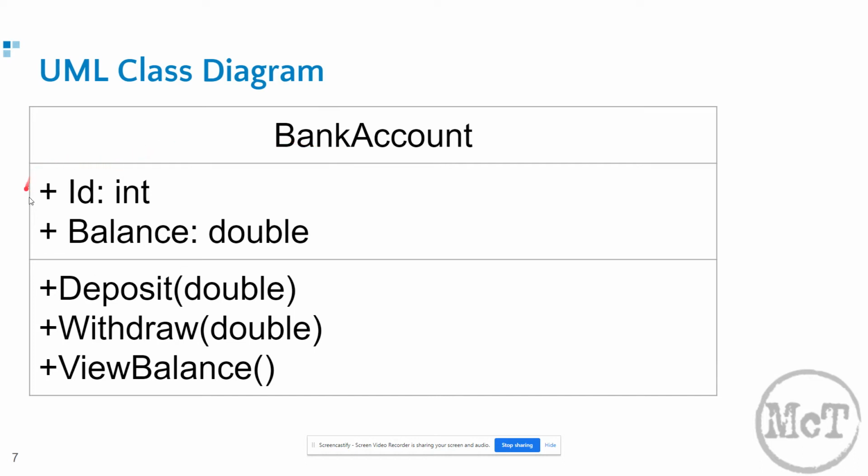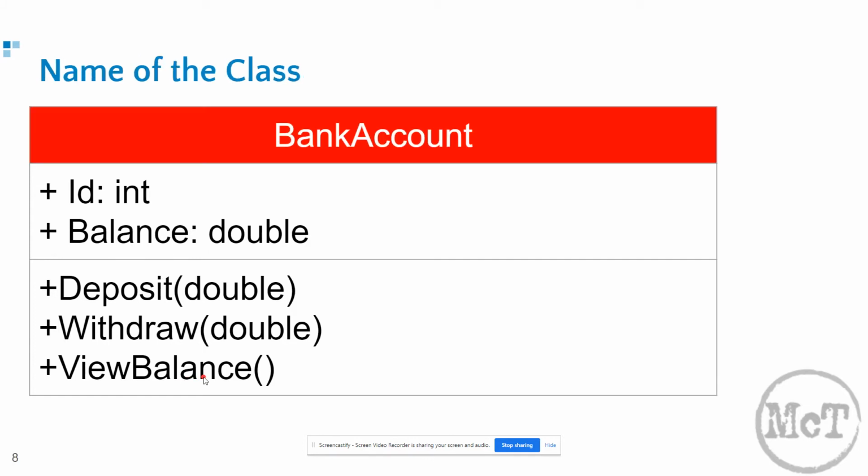So this is my bank account. I have my properties. I have an ID and a balance. I didn't go over the ID, but basically I like to be able to uniquely identify everything, so I like having an ID that I can use. Then I've got my methods: deposit, withdraw, and view balance. With the class, you can see I capitalize it. So bank account has a capital B. You'll notice that there's no spaces. I'm going to use this for a file.